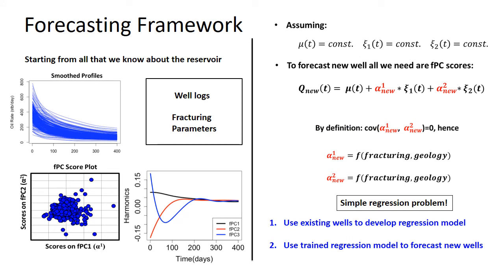So this is then shown here. We assume that our functions, let me put my pointer again, are known, constant, probably not known, but they're estimated. In order to forecast a new well, I need to estimate these coefficients. By definition, of course, these are independent because their covariance is zero, at least empirically. And so that means that I can try to estimate these two independently as a function of the various fracking parameters and geological parameters. There's quite a number of parameters here. You saw in the previous slides, maybe there are 20, 30 parameters. And so we can therefore develop a simple regression model.